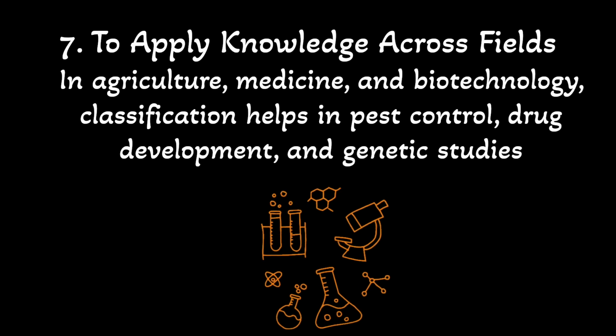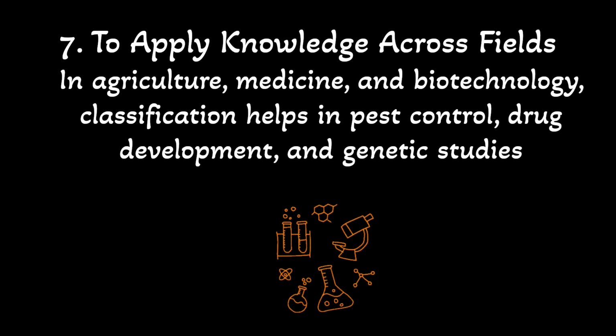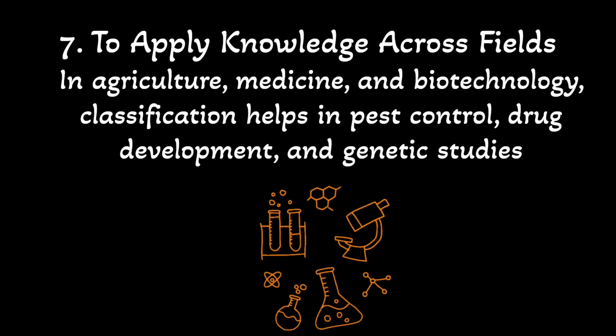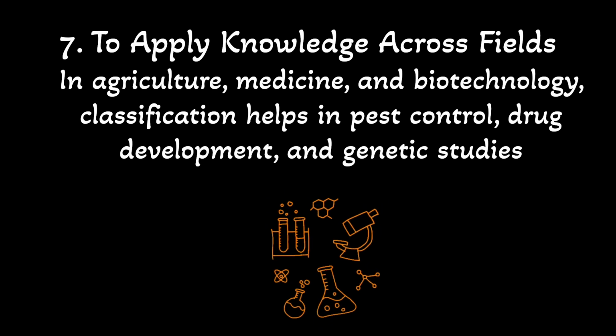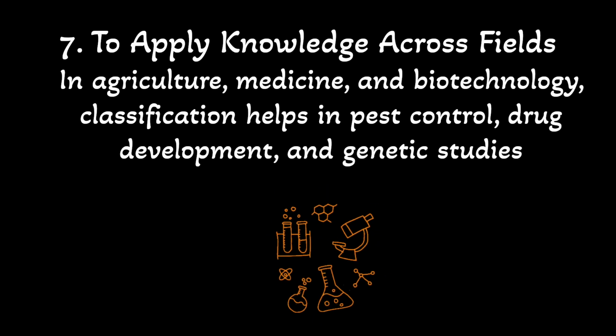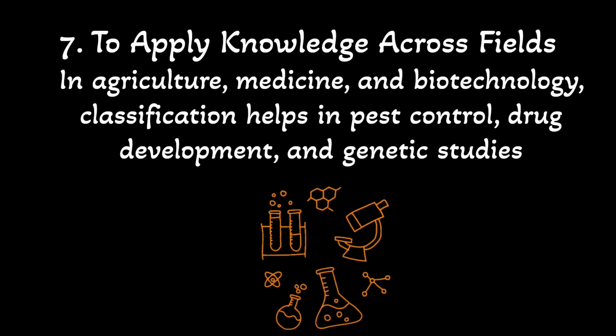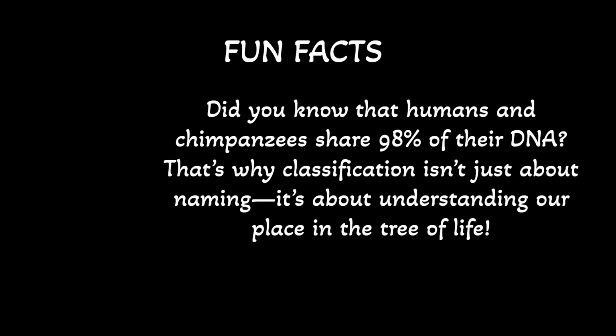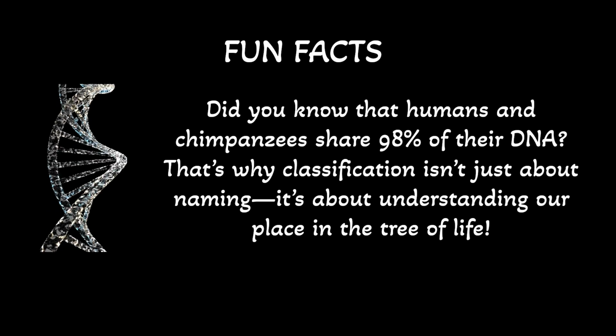And last but not the least, the seventh point is to apply knowledge across various fields. If we have a systemized classification system, then we can apply that knowledge in agriculture, medicine, and biotechnology, and it can help in pest control, drug development, and genetic studies also. I hope this is clear to you.